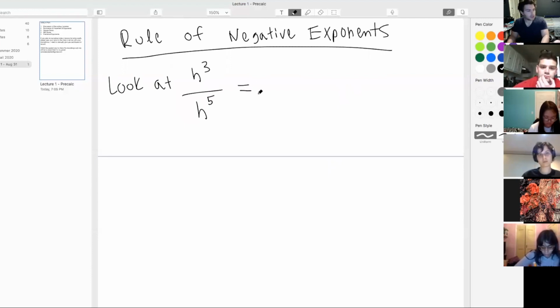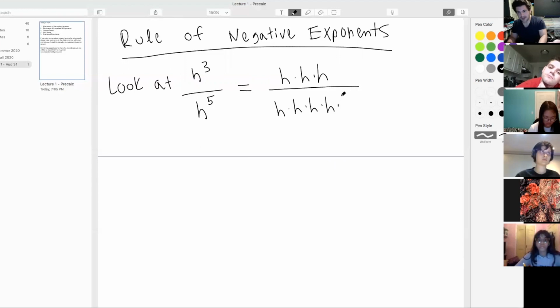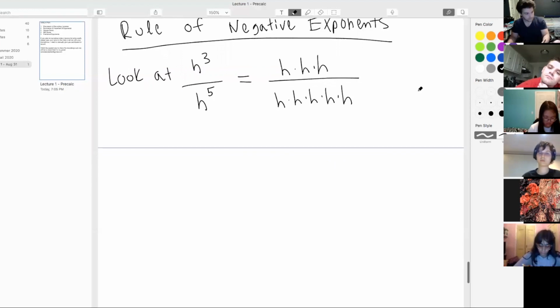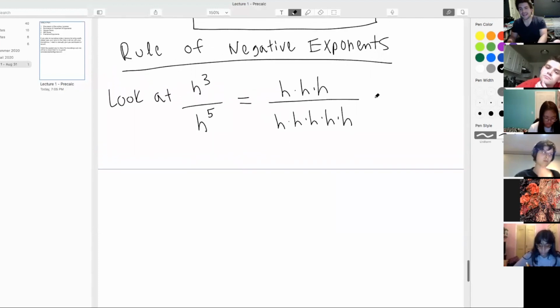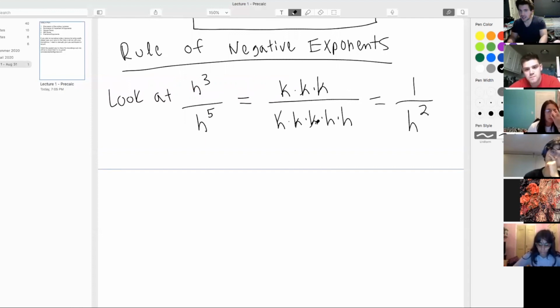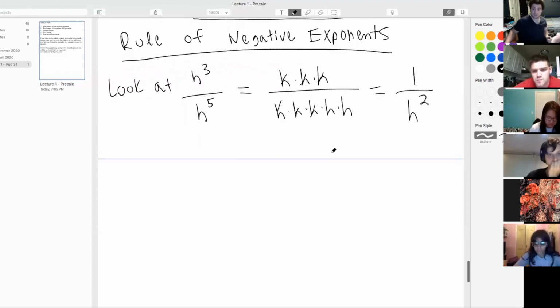Okay. So just by definition of the exponent, this is going to be h multiplied by itself 3 times up in the numerator, and the denominator will be h multiplied by itself 5 times. Very good. And then if you just cancel out your factors of h, you'll see that you'll end up with 1 over h squared. So I cancel h, h, h. I'm left with 2 factors of h down there in the fraction, okay?